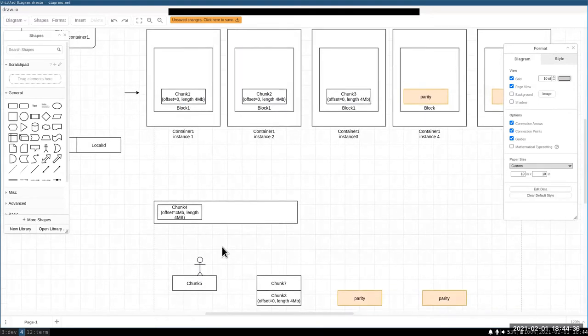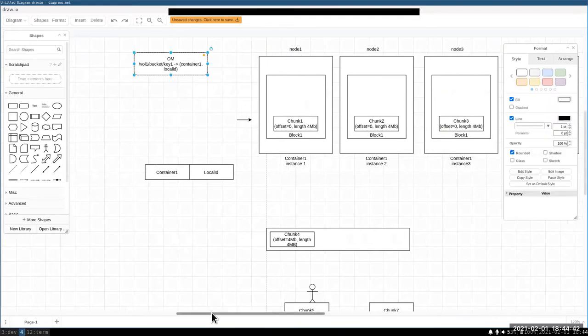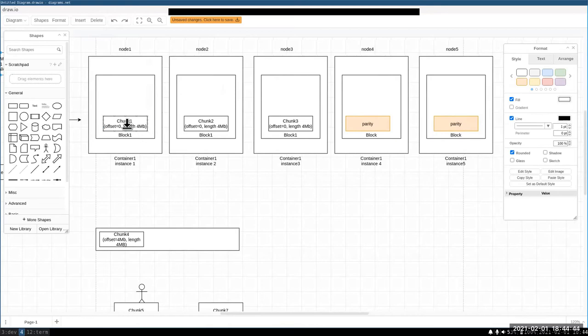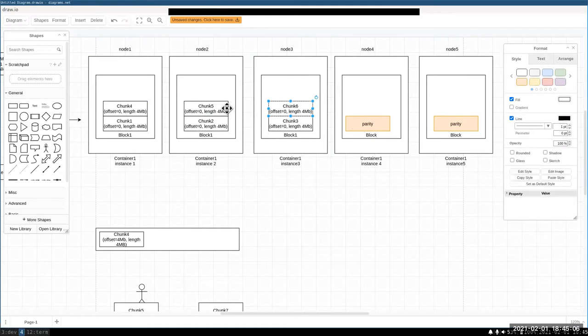So let's say I don't have Ozone Manager at all, which includes the block data. Even without Ozone Manager, I can just check the metadata. And if the metadata shows that I have, so let's say this server, and this server, four, five, six. So if I have the metadata of all of these chunks, it means that it was a successful write.